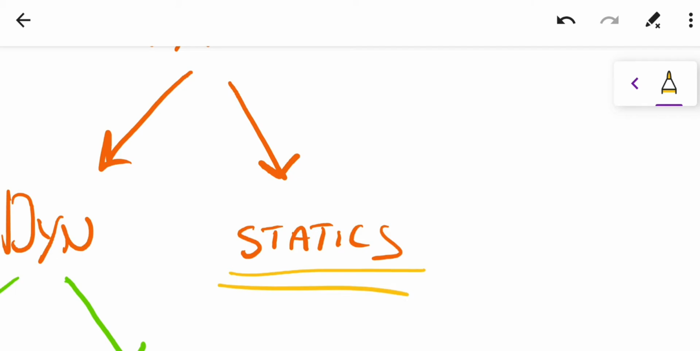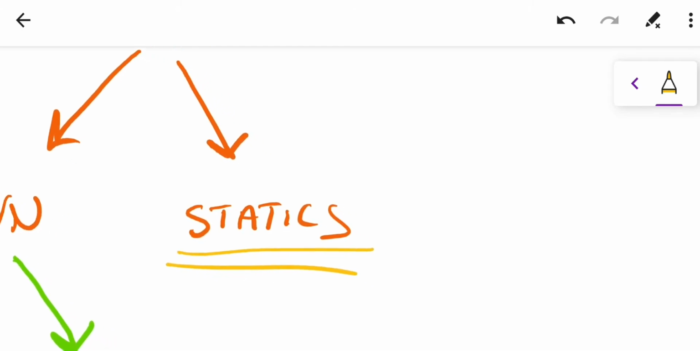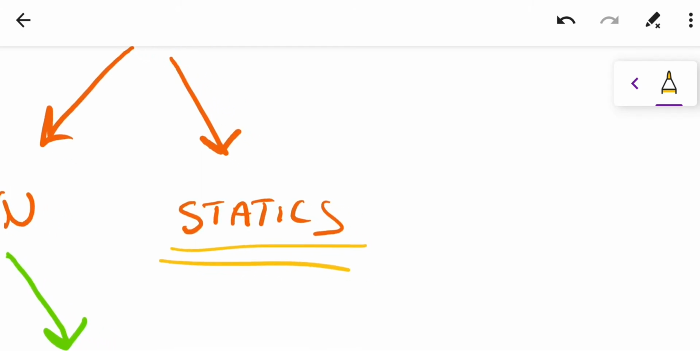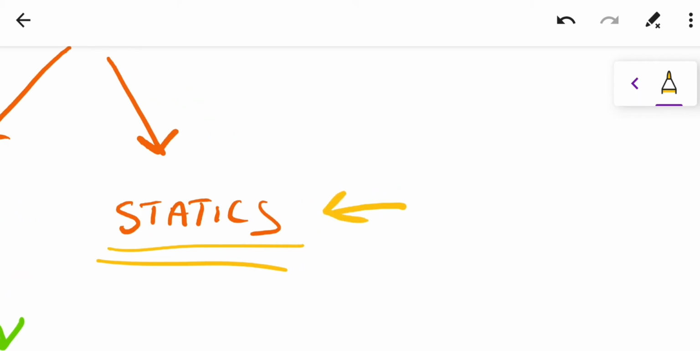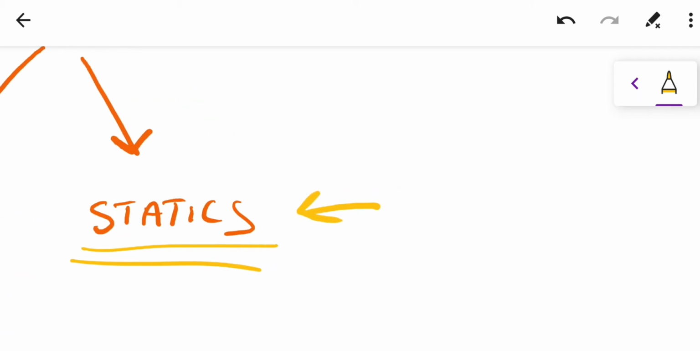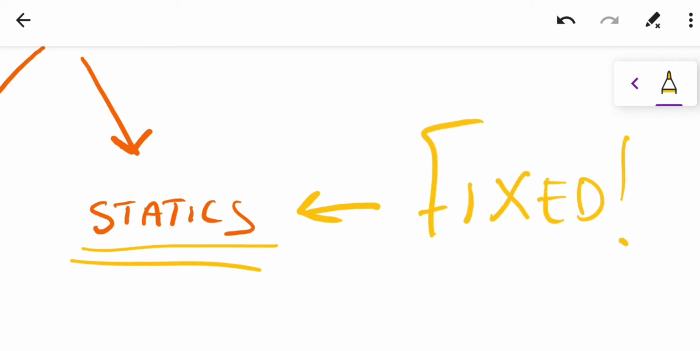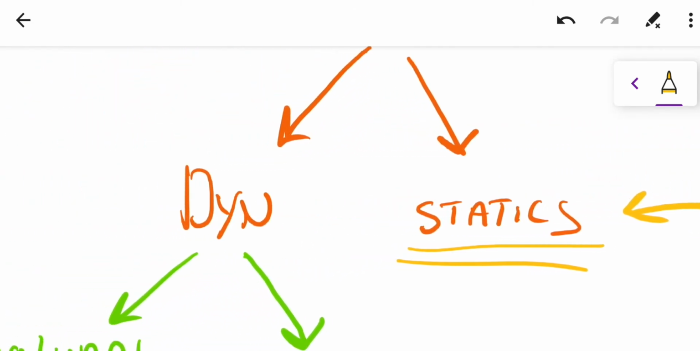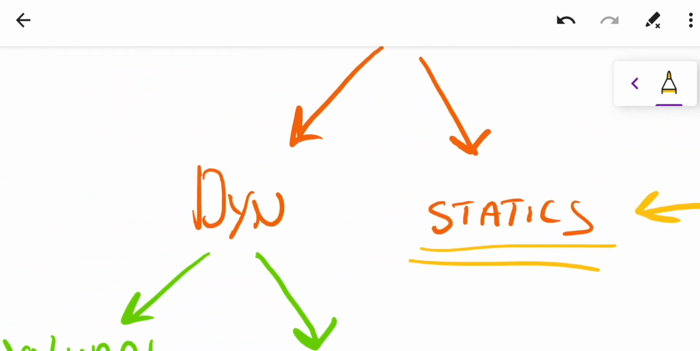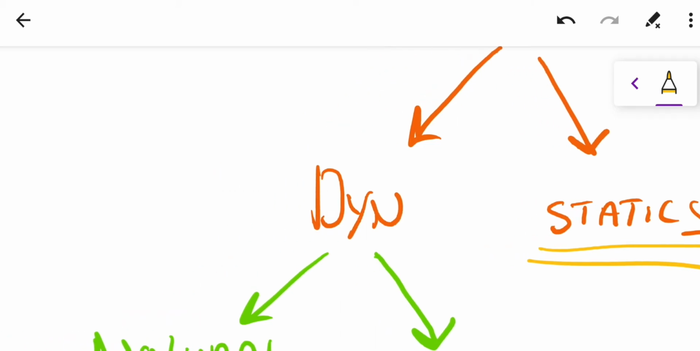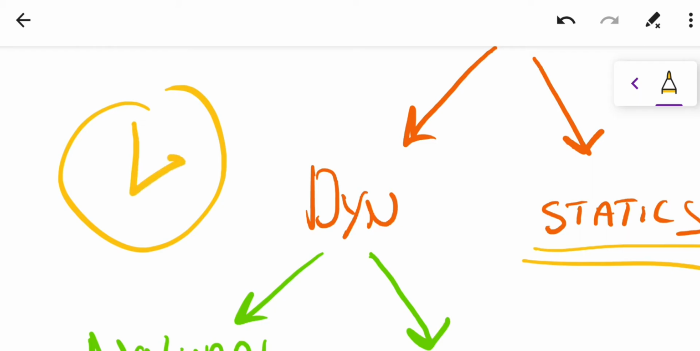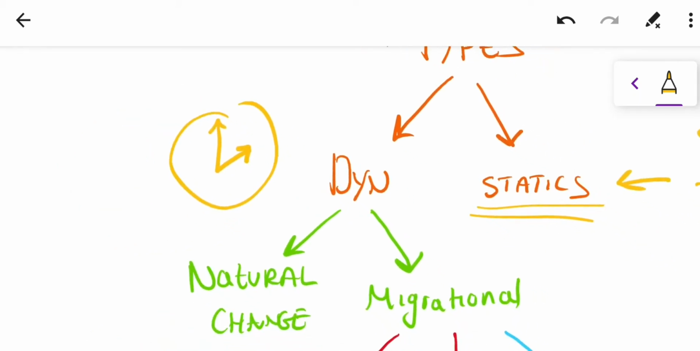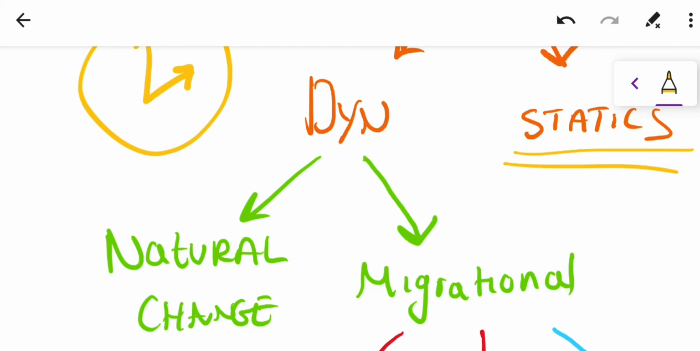Alright? We're not bothered about indicators and indices and all that. It's statics. Statics because we are looking at the demography at a fixed point in time. Fixed point. Whereas dynamic, we're looking at the population in regards to a period of time. Okay. Now, dynamics is split into natural and migrational.